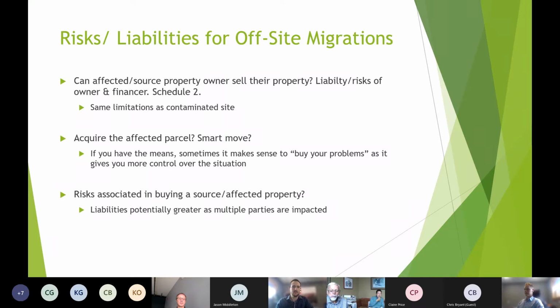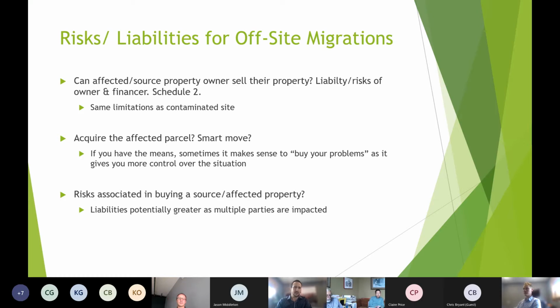So now that we have gone through some of the background and general rules around offsite migration, we're now going to go into a bit of a situational analysis and conduct this by answering some related questions. So the first one is, can an affected or source parcel owner sell their property? What are the risks to the owner and or financer? And also a little bit about Schedule 2 activities.